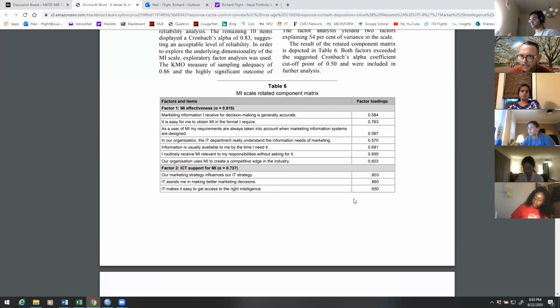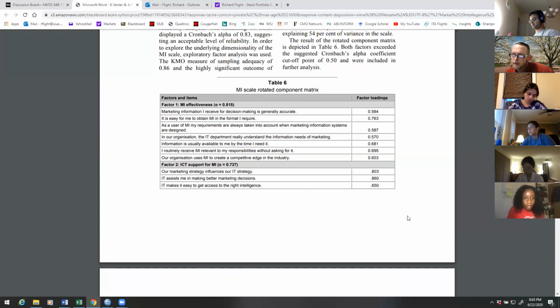And then again, we've got this factor 2 here, ICT support: an .8, .8, .6, and then a .6, .5. Those are all pretty decent in terms of where they are.